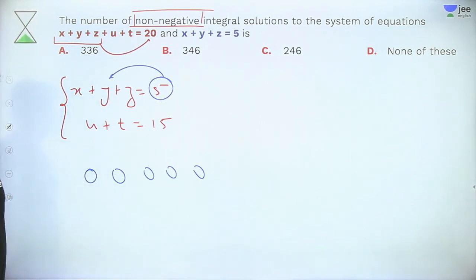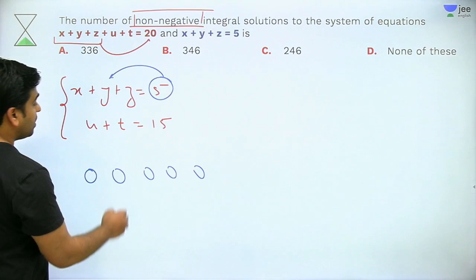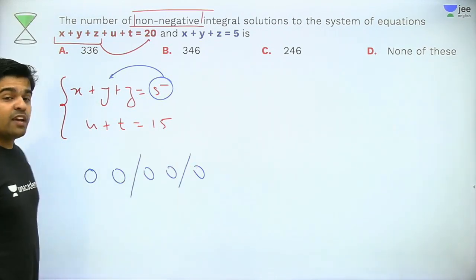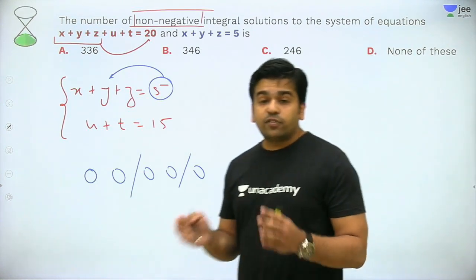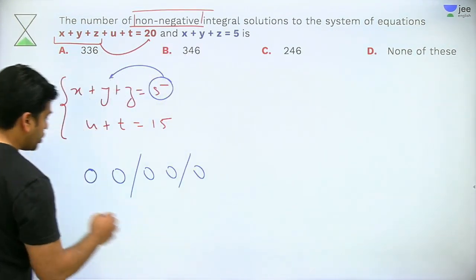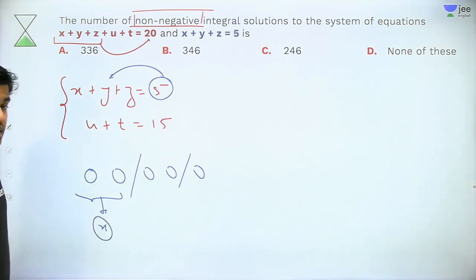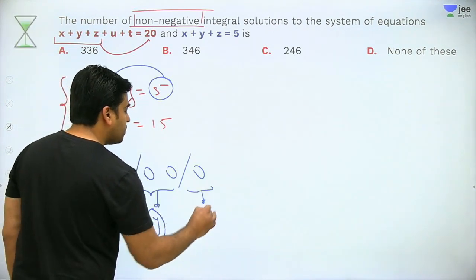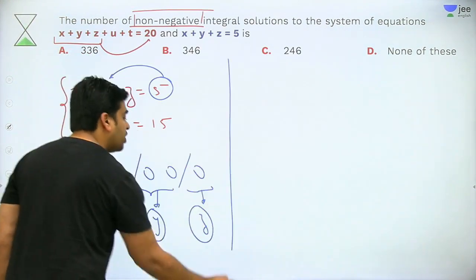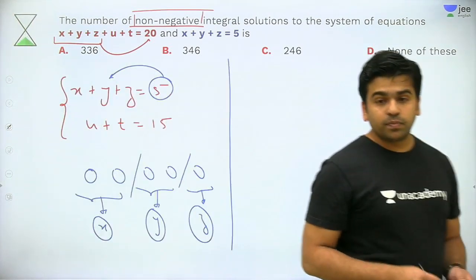And if I have to divide these apples among 3 students, then all I need is placing 2 partitions here. If I place 2 partitions, what I am getting is 3 different divisions. The first division will go to x, the second division will go to y, and the third division will go to z. Isn't this easy, right? What we are doing is we are pictorially understanding what kind of solutions can be generated.